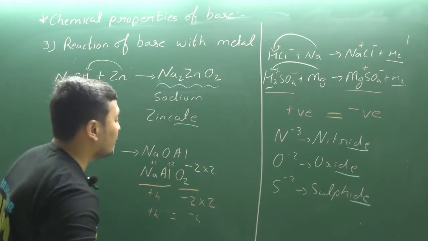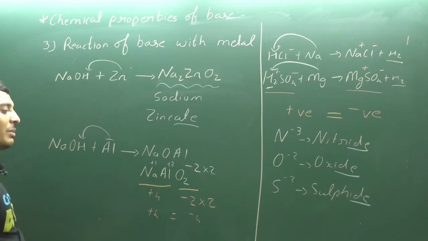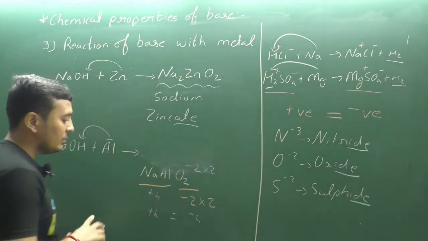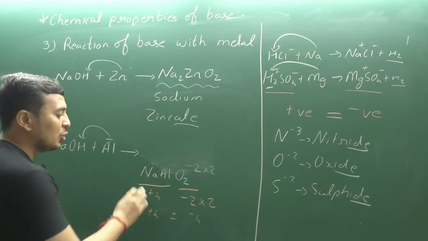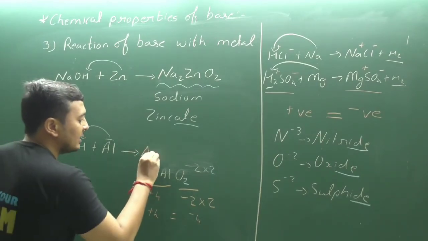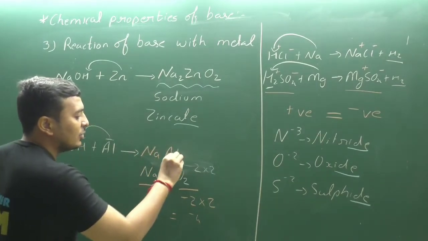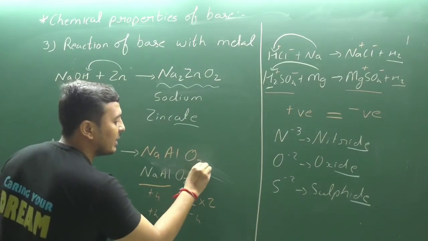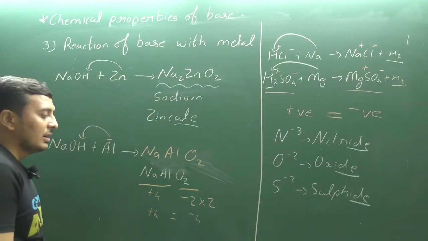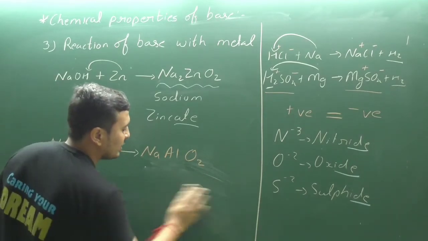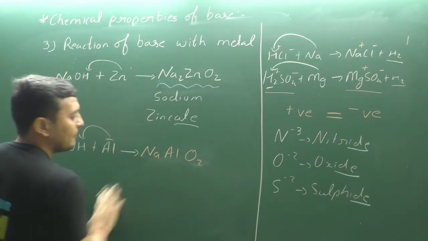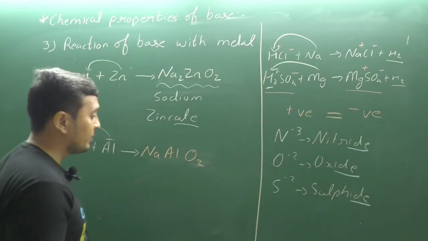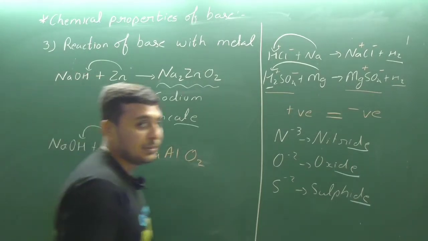So the chemical formula when aluminium and sodium hydroxide react is 1 Na. There is no change in the positive charge. So that is NaAl, no change in aluminium, but there will be 2 oxygen. Clear? So there will be 2 oxygen, to balance the charges. Now, what will be the name of this compound?